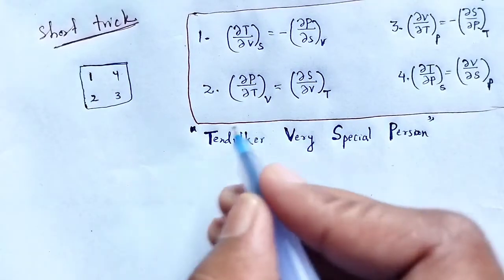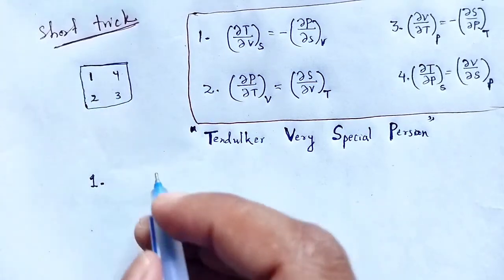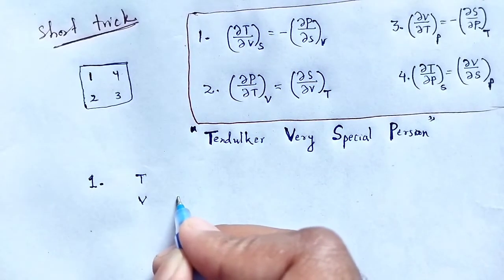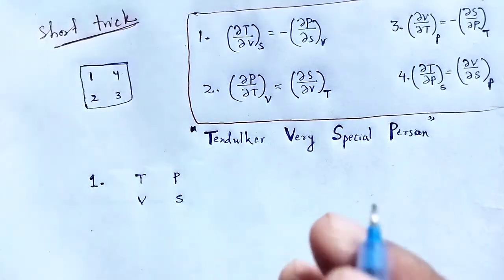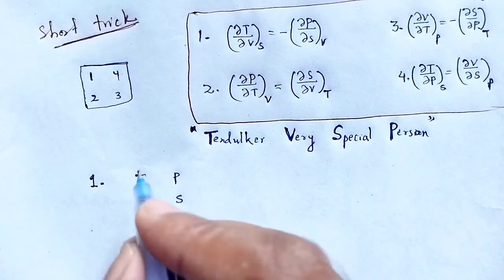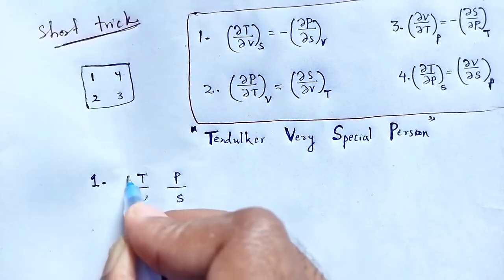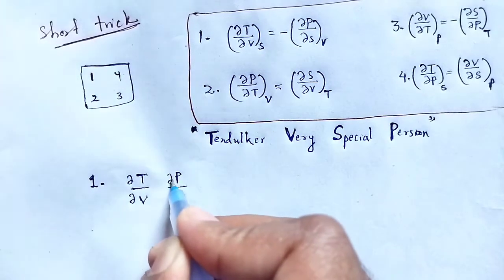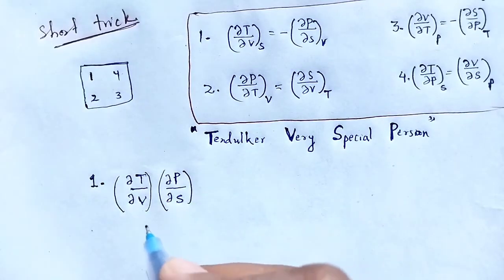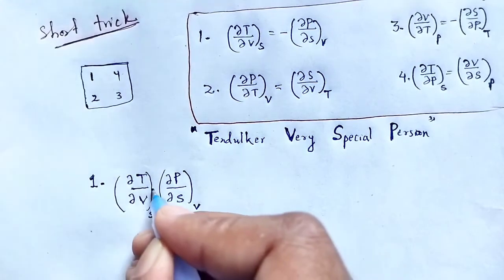So the first case, first relation, how do you derive it? We take it like this: 1, 2, 3, 4. Tendulkar, very special person. We take its partial differentiation, del T, del V, del P, del S, and we use its corresponding V and S as constant. Here V is constant, and equalize it.